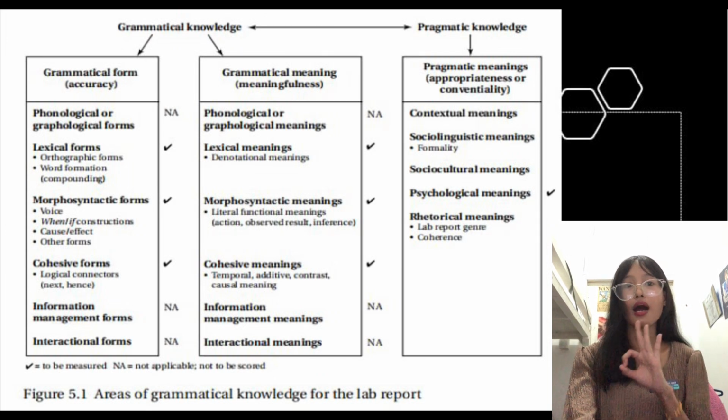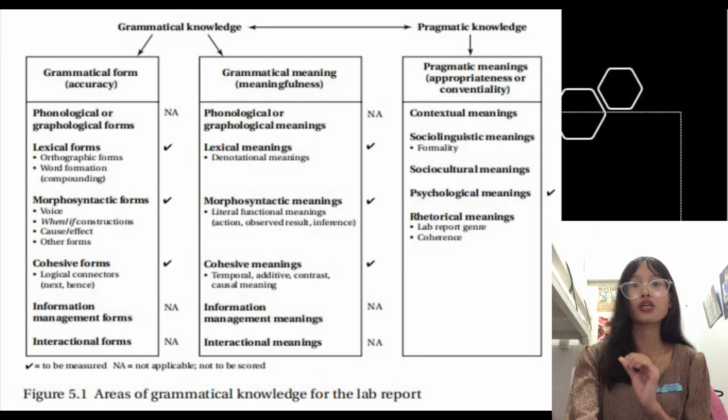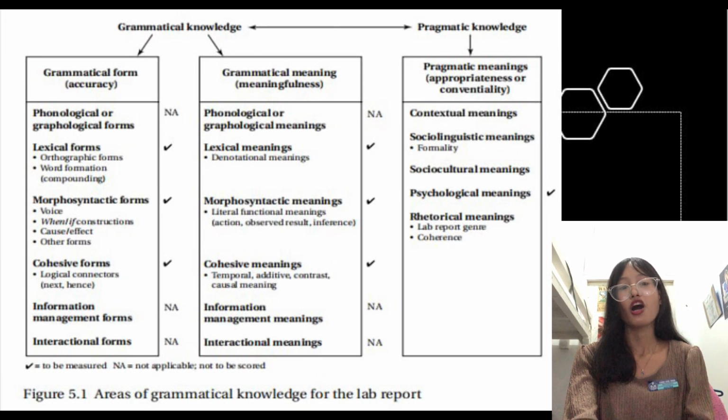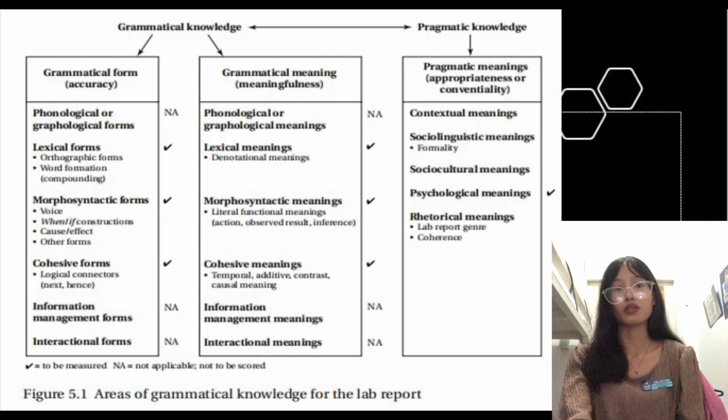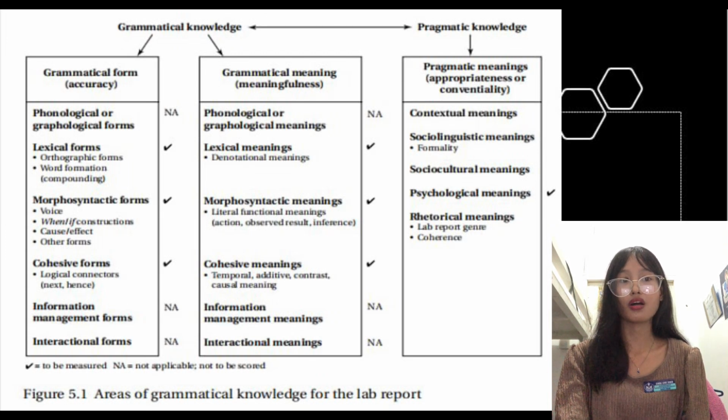Pragmatic knowledge, appropriateness. So this is about using grammar appropriately for the specific context, a lab report in this case. So it considers factors like formality, the overall style and the tone, and whether the language is suitable for the audience and purpose. So the chart shows what aspects of pragmatic knowledge will be assessed. The chart helps ensure the test comprehensively assesses the student's grammatical ability in the context of writing a lab report, not just isolated grammar rules.